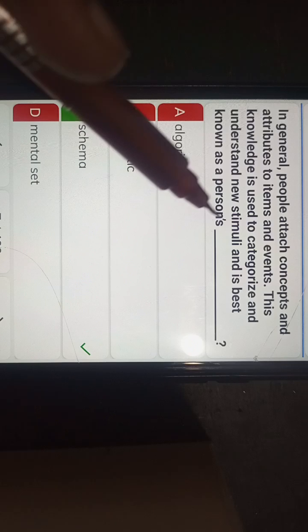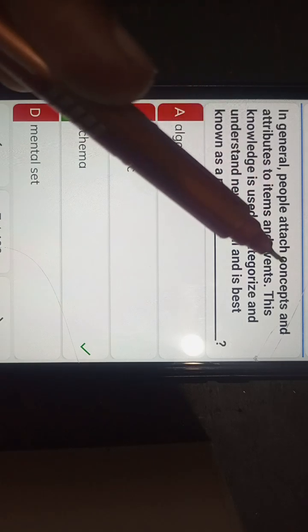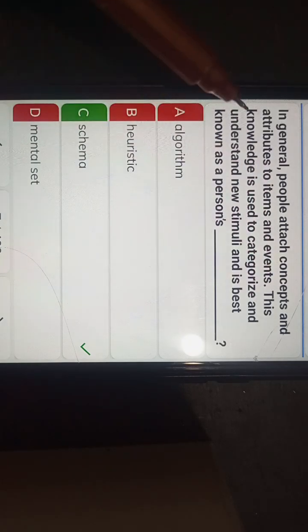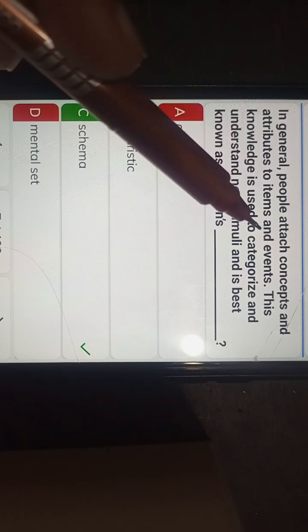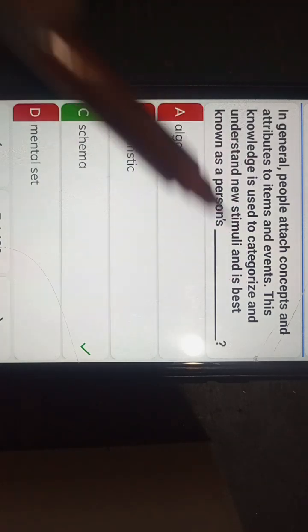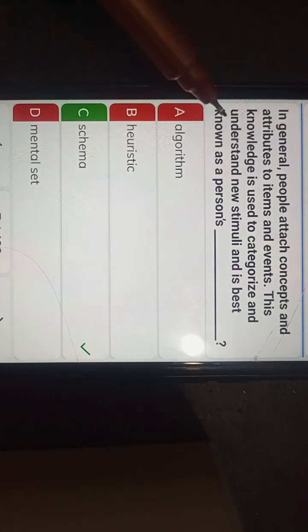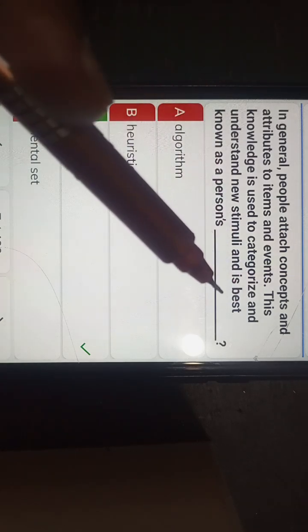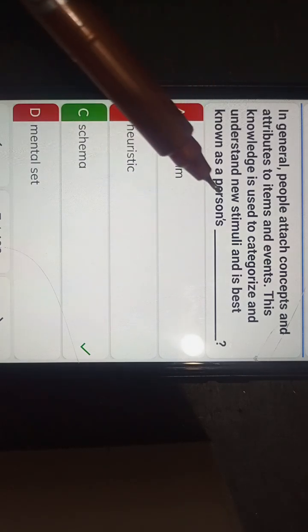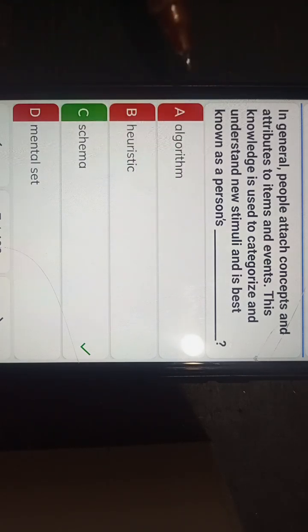In general, people attach concepts and attributes to items and events. This knowledge is used to categorize and understand new stimuli and is best known as a person. Answer is A, B, C, D. The answer is C, schema.